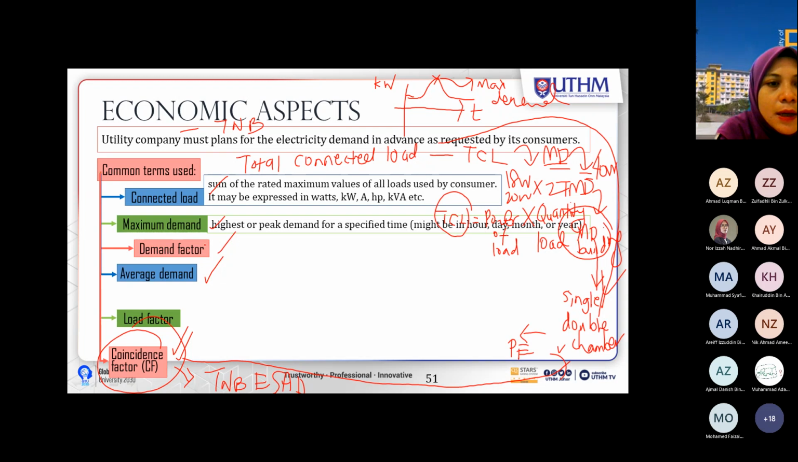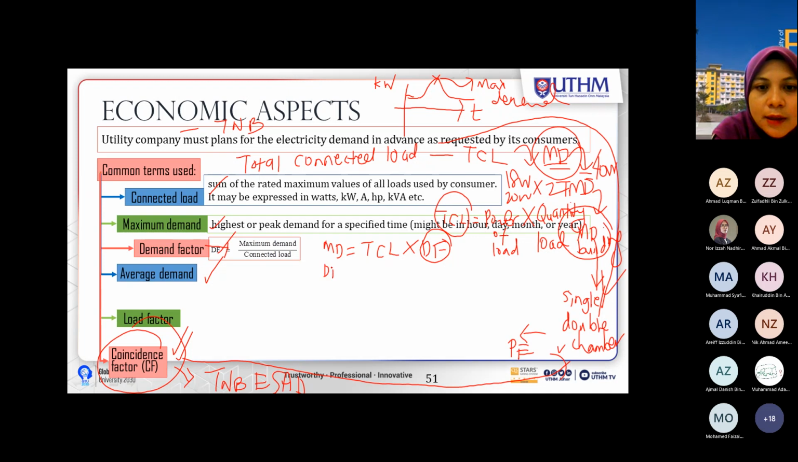dia kan maximum demand. Demand factor is the maximum demand bahagi dengan connected load. Nanti you buat calculation kat sini. Kan saya kata tadi you kena cari maximum demand kan? Macam mana nak cari maximum demand? So maximum demand is TCL, total connected load. You kena times with the demand factor. Demand factor ni adalah, kalau you balik semula, demand factor sama dengan MD, you bahagi dengan TCL, kan?